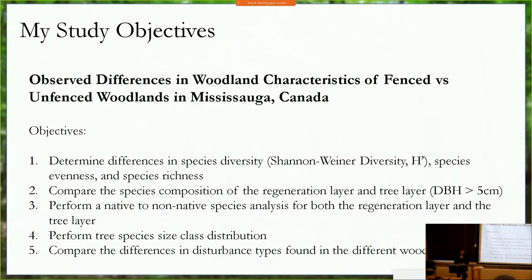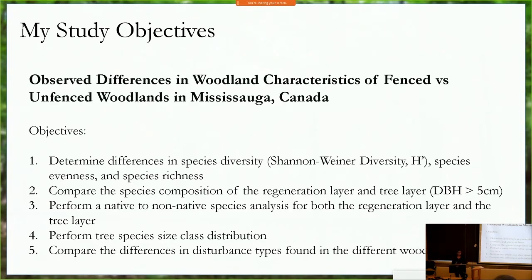Initially, I wanted to look at whether these differences are caused by fencing, but because the study design was not created for answering that question, I had to formulate it as simply looking at a snapshot and comparing what is currently there and seeing what the characteristic differences are. And so the different characteristics that I looked at are outlined as objectives.